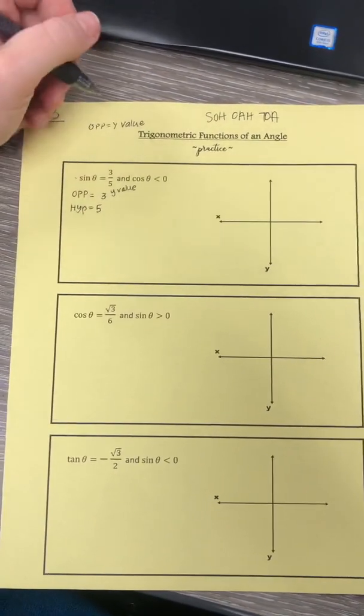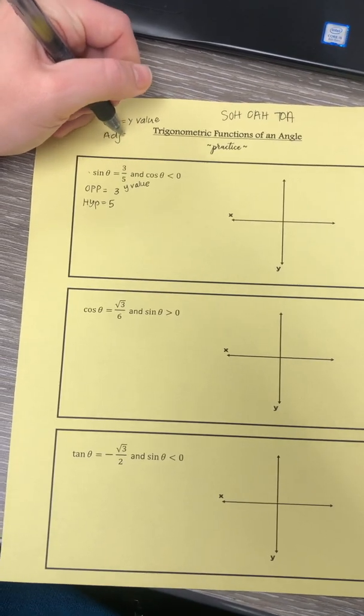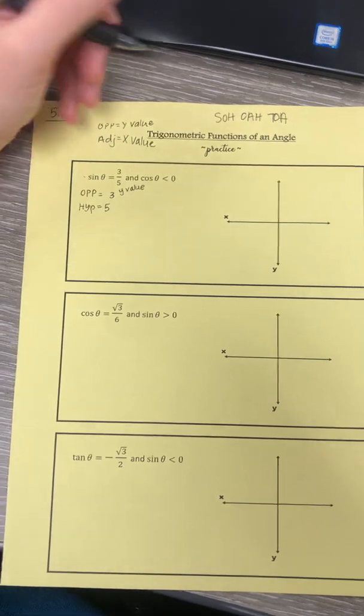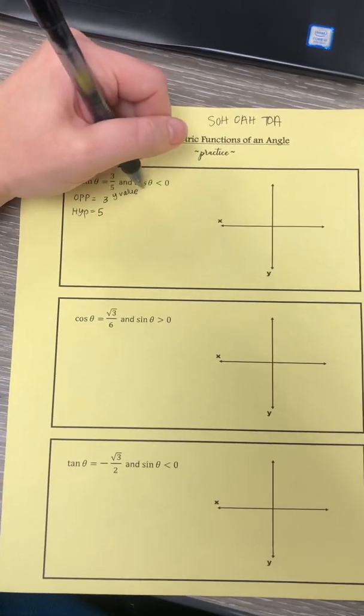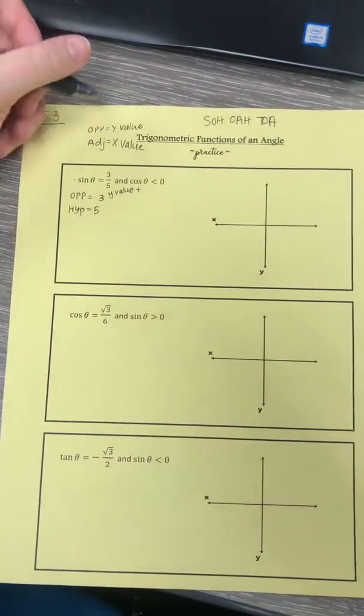Okay, and that's going to help you place your triangle on the graph. And if the opposite is the y value, that means that the adjacent is going to be our x value. Knowing positive and negative is going to help a lot. In this case, our y value is positive. That means that it's going to be up here in quadrant 1 or 2.